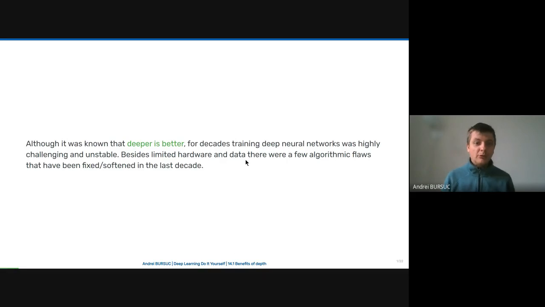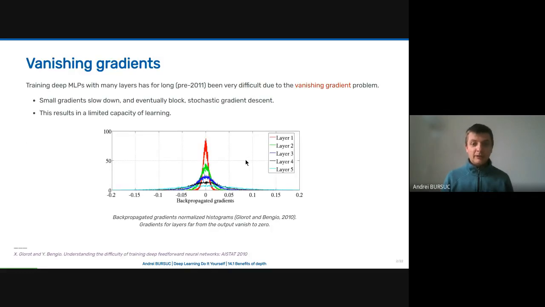Okay. So although we have seen previously that deeper is better, that was the main takeaway message, practically, for decades, or well, a long time, training deep neural networks was highly challenging and unstable. And this was not just limited to the hardware that we had and the small amounts of data that we had at that time, but there were also some algorithmic flaws that have been addressed and fixed in the past 10 years, practically, in the deep learning revival. And we'll study a first one now.